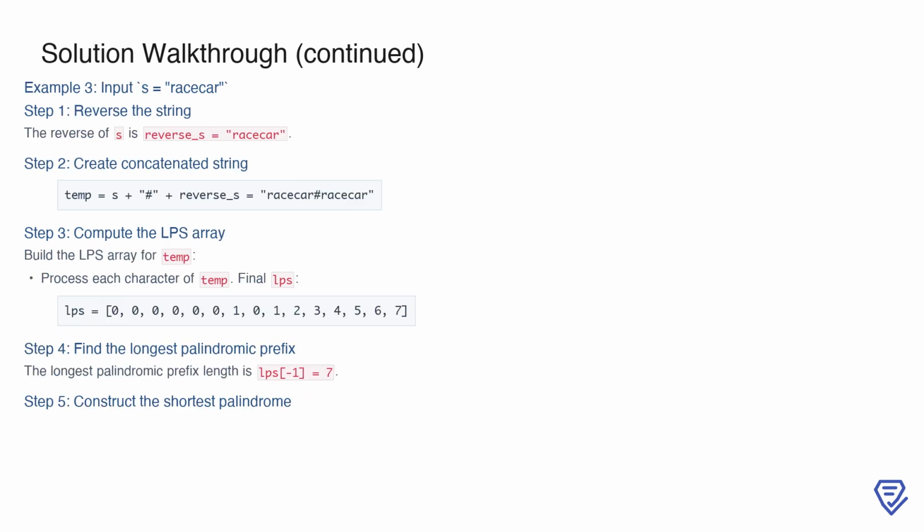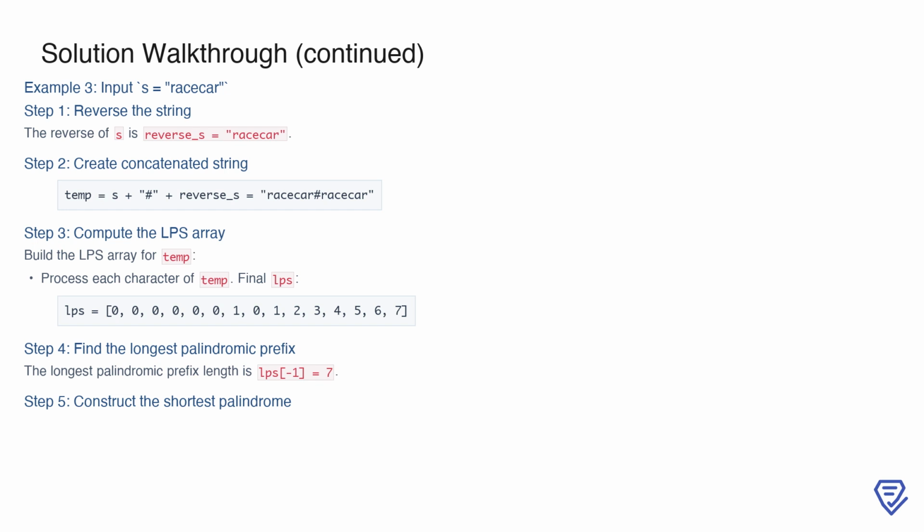For another example, consider the input string rayscar. The reverse of this string is likewise rayscar, and when we create the concatenated string, it becomes rayscar#rayscar. Moving on to the LPS computation, we process each character of the concatenated string. Here, we find that the LPS array gradually builds up as the prefix of the string matches the suffix.